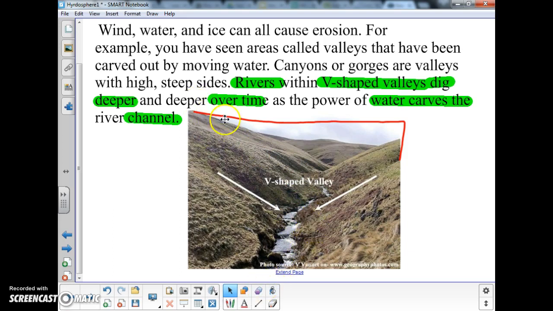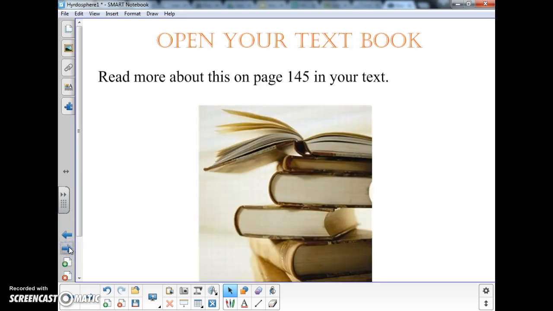At one point, it's hard to believe, but this was filled with rock, and this little stream, 10 feet wide, 15 inches deep, wore away this V-shaped valley. And they call it a V-shaped valley because only the center part gets worn down. It carves out this channel, this V-shaped valley. The last one, you can turn to page 145 if you want, or you can listen along.